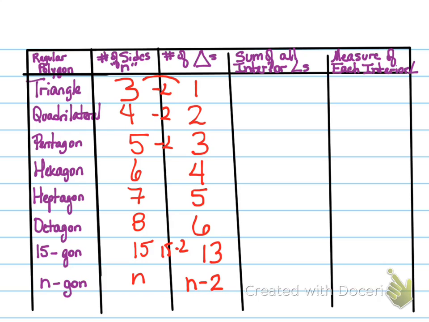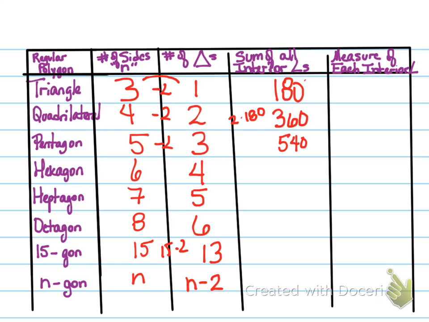Well, we know it was 180 degrees for a triangle. All right, how about a quadrilateral? It was 360 degrees we found. And a pentagon, we found 540. Now, how did we get that 540 and the 360? We took the number of triangles times 180, right?